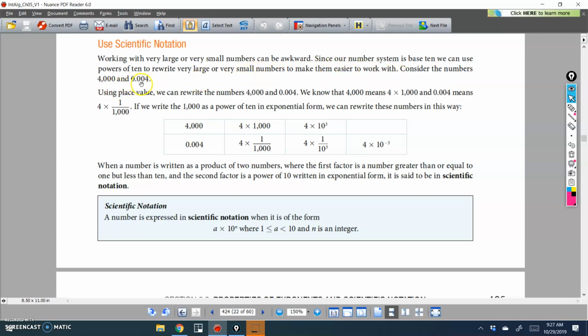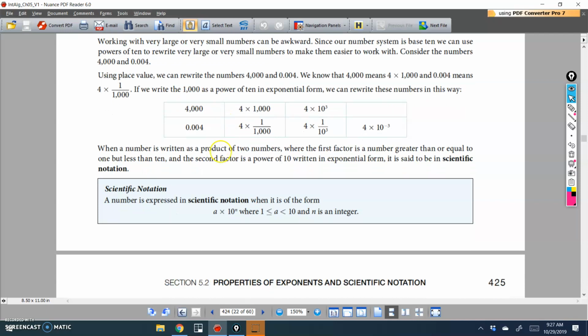Consider the numbers 4,000 and 0.004. Using place value, we can write 4,000 and 0.004. We know 4,000 means 4 times 1,000. And 0.004 means 4 times 1 over 1,000. So if we rewrite 1,000 as the power of 10 in exponential form, we can rewrite these numbers in these ways.